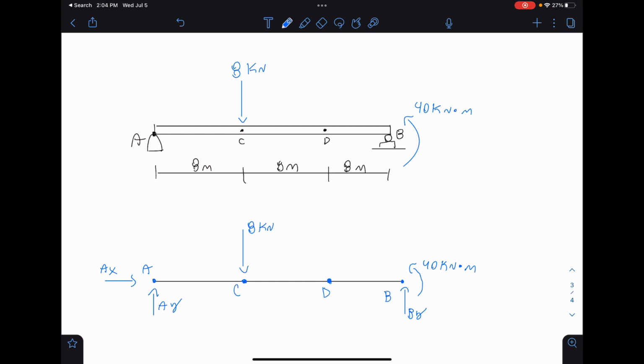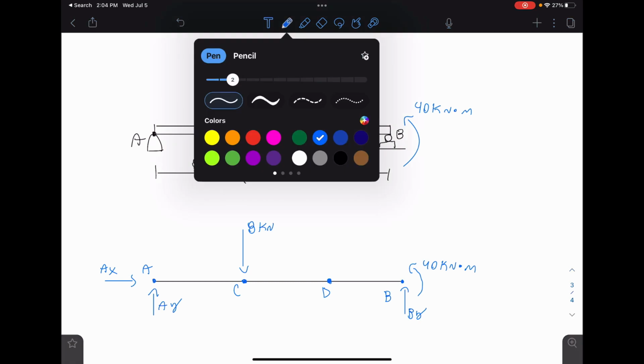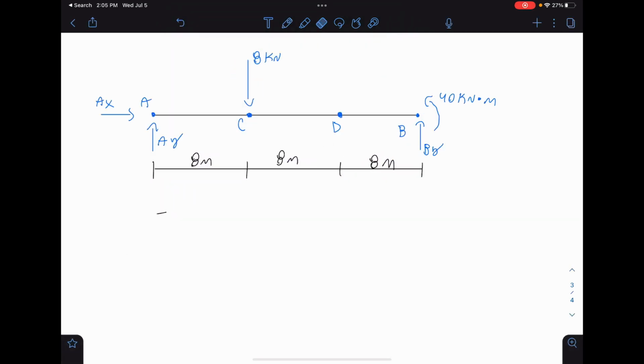So here's our free body diagram. Now let's use our equations of equilibrium to figure out our forces. So now that we have our free body diagram drawn, and we've reduced our supports into their reactions, we can use the equilibrium equations to find our unknowns.